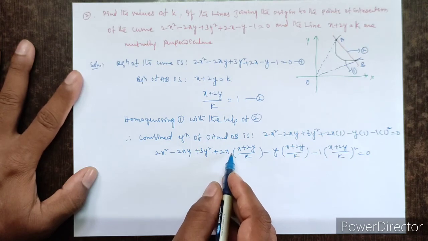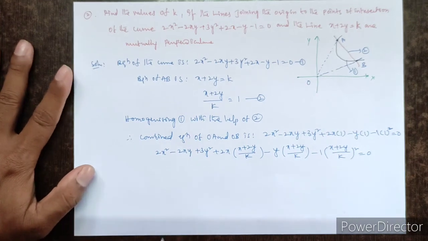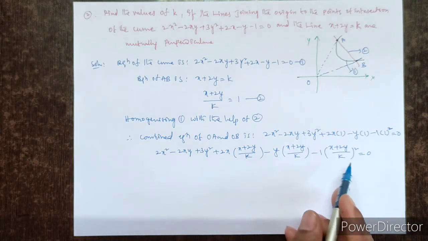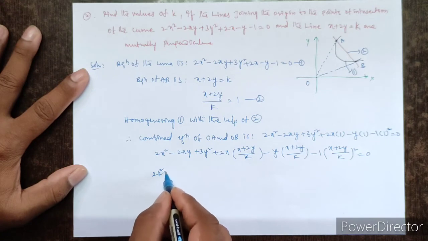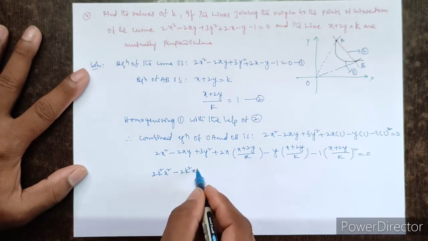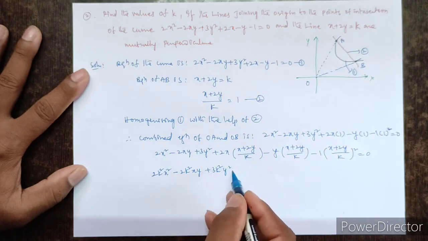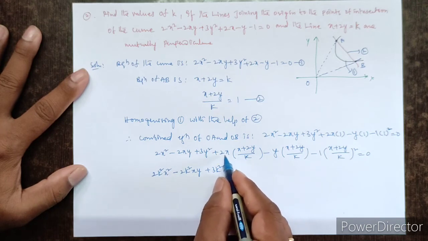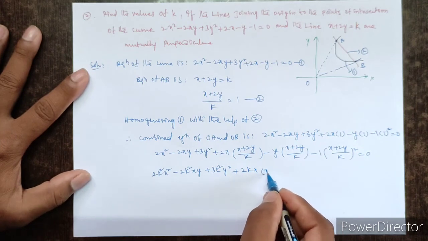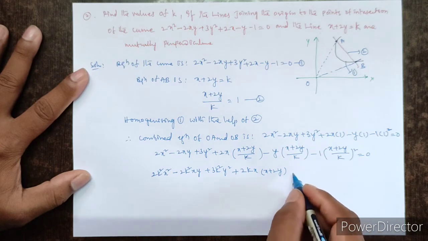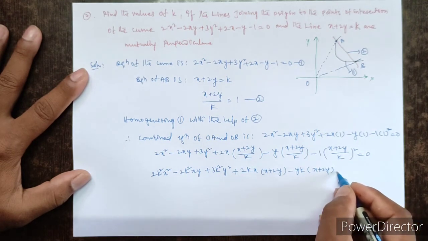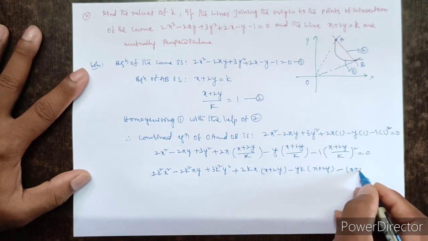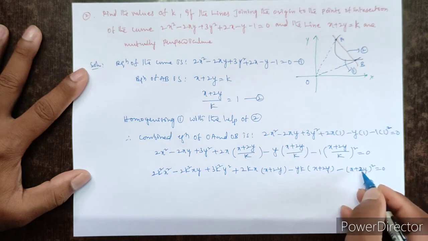Here k square is the LCM, so 2k square x square minus 2k square xy plus 3k square y square plus 2kx of x plus 2y minus yk of x plus 2y minus of x plus 2y whole square equal to 0.